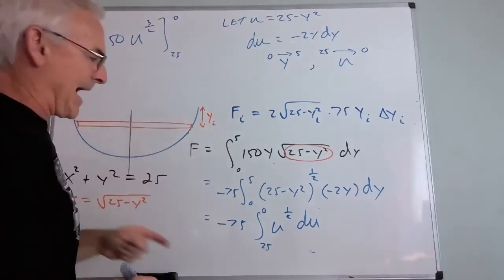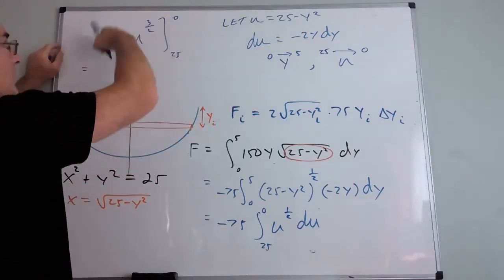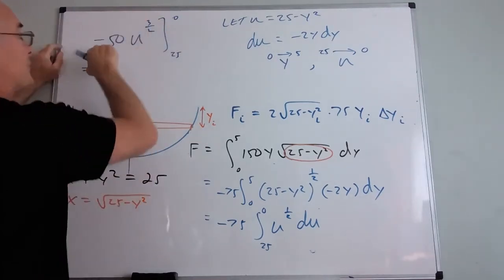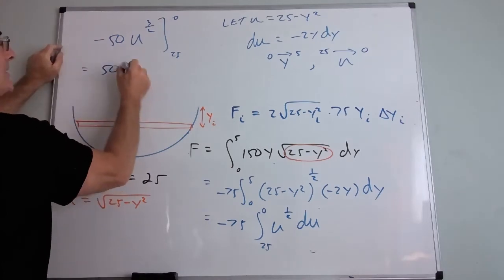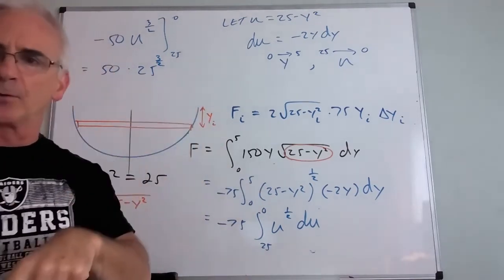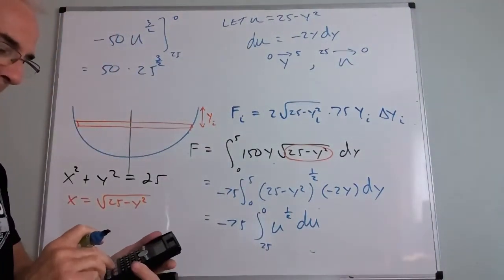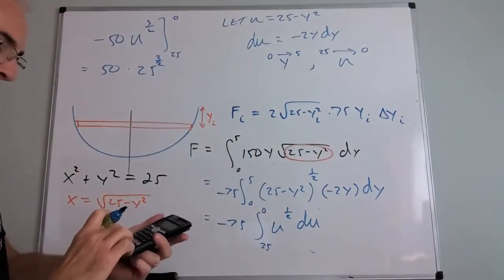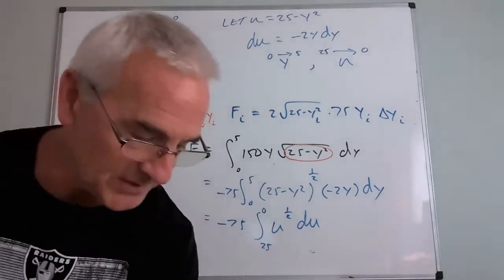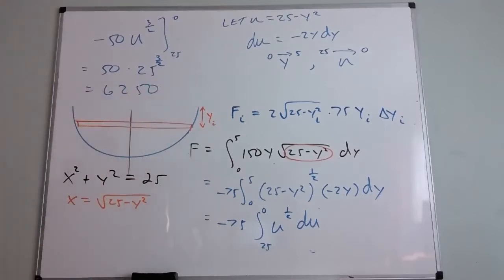And you're saying, but my limits are backwards. Yeah, but I also have a negative here. That's a good thing. Because when I plug in the 0, I get 0 minus negative 50. So that's 50 times 25 to the 3/2. 25 to the 3/2. That's square root cubed. That's a nice number. So 25 to the 3/2 is 125. And I'm multiplying that by 50. And that gives me 6,250 what? Pounds. Pounds, just like last problem, because I gave you density in pounds.